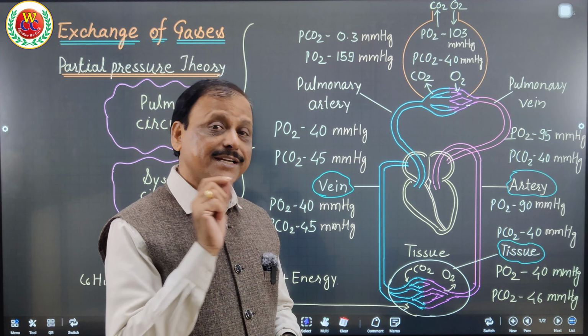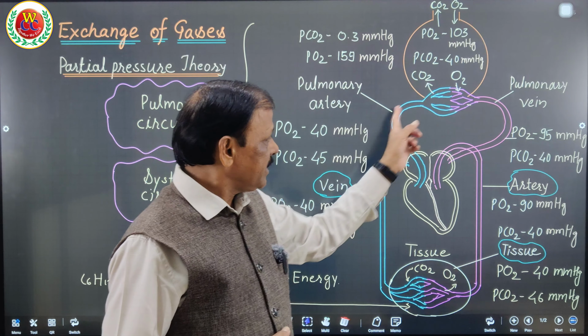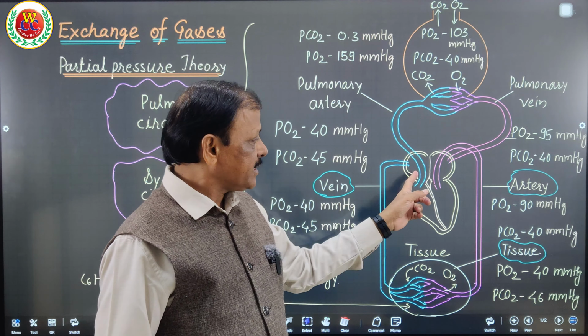So here this is the lungs alveoli. When we inhale, the final destiny after breathing is the lungs alveoli, and this is the pulmonary circulation, that is between heart to lungs and lungs to heart, and this is the systemic circulation, that is between heart to tissue and tissue to the heart.